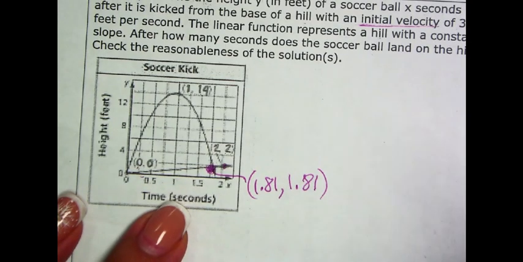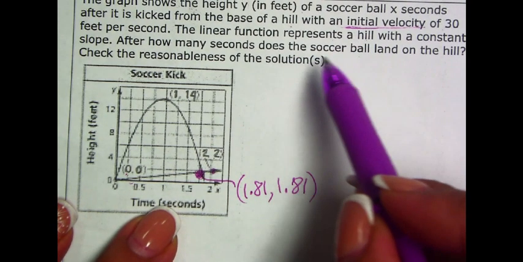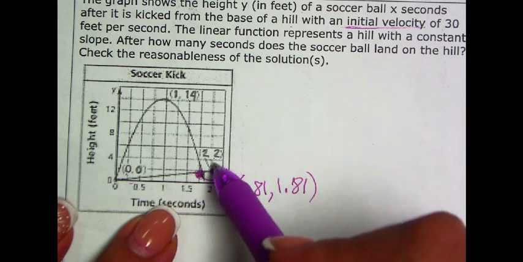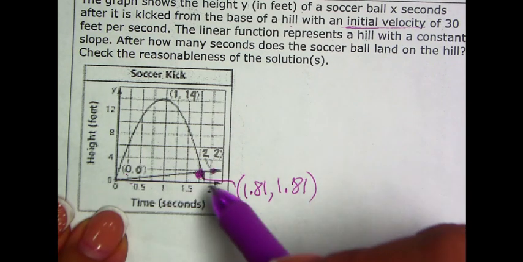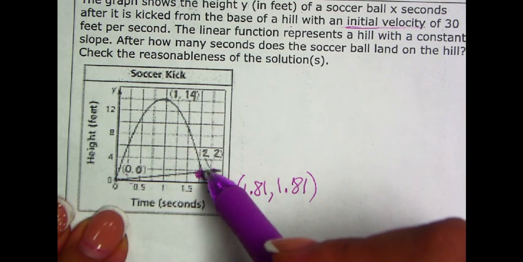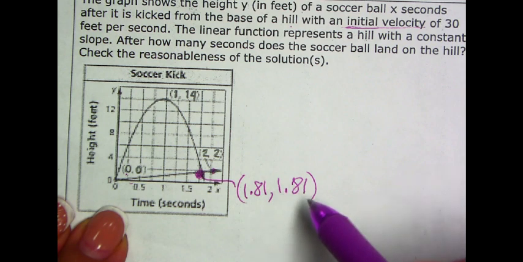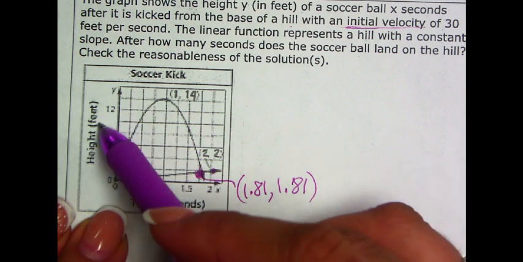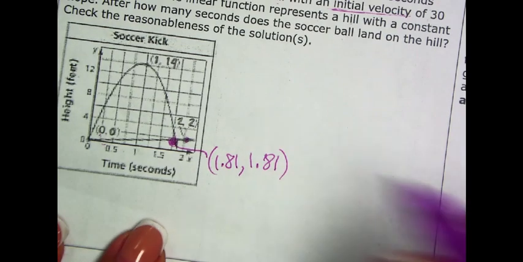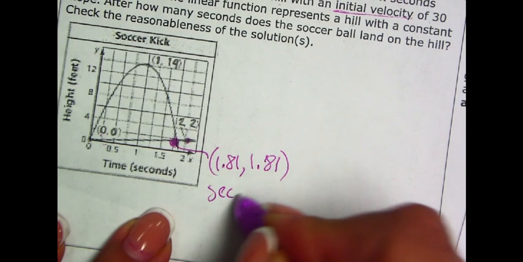But now we need to interpret what that point means. So if the question is asking after how many seconds does the soccer ball land on the hill, we can say that after 1.81 seconds, it's going to land on the hill at 1.81 feet. So just keep in mind that this is your seconds and this is your feet.